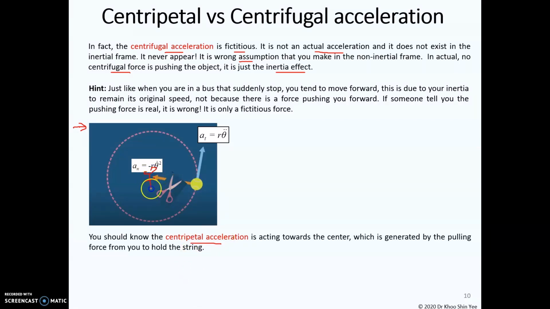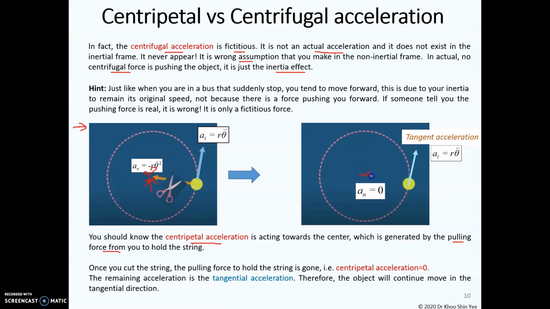When you hold the ball here, before you cut the string, the centripetal force is the pulling force from you to hold the string when the ball is rotating in a circular motion. So once you cut the string, the string is broken and the pulling force to hold the string is gone. Therefore, you obtain 0 centripetal acceleration. So the remaining acceleration is only the tangential acceleration. Therefore, the object will move in this direction.